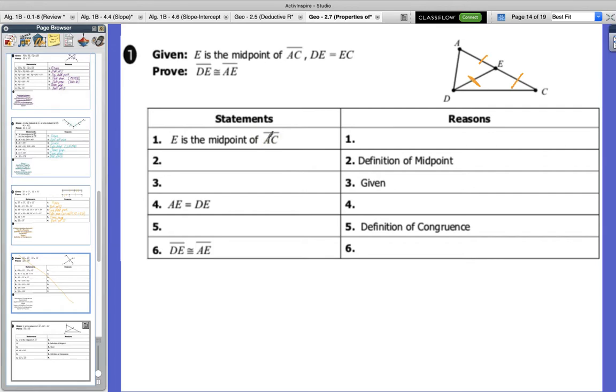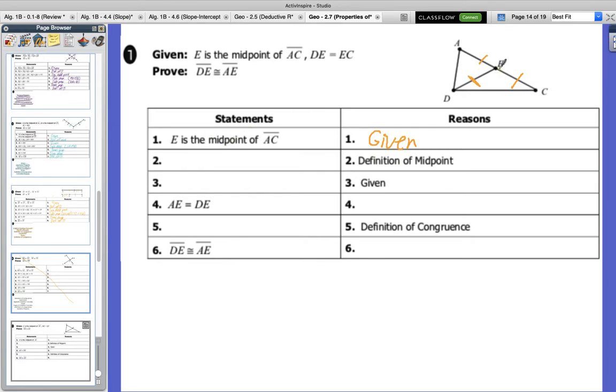Now, our statement, point E is the midpoint of segment AC. Well, that's going to be our given. That's a nice freebie. Now in step 2, we're given a definition of midpoint as the reason. Well, we're told that E is the midpoint, and so we're going definitions. So that's probably going to be a lot of words here. Probably some math. We're going to have 2 things being equal. And it's going to have to deal with midpoint.